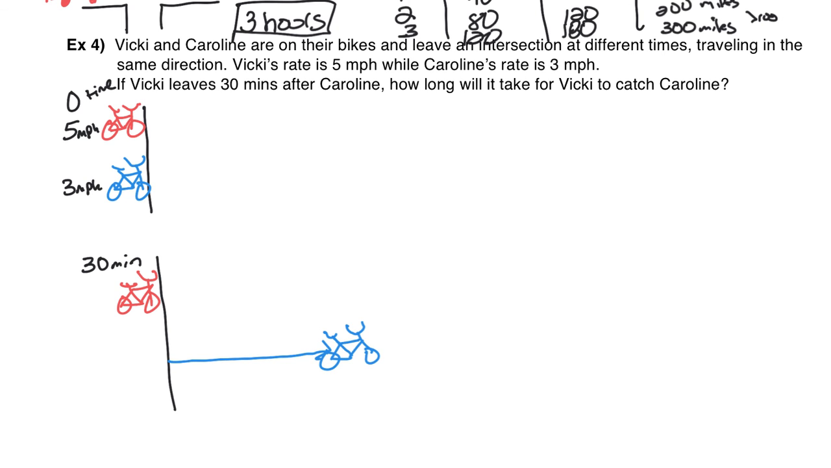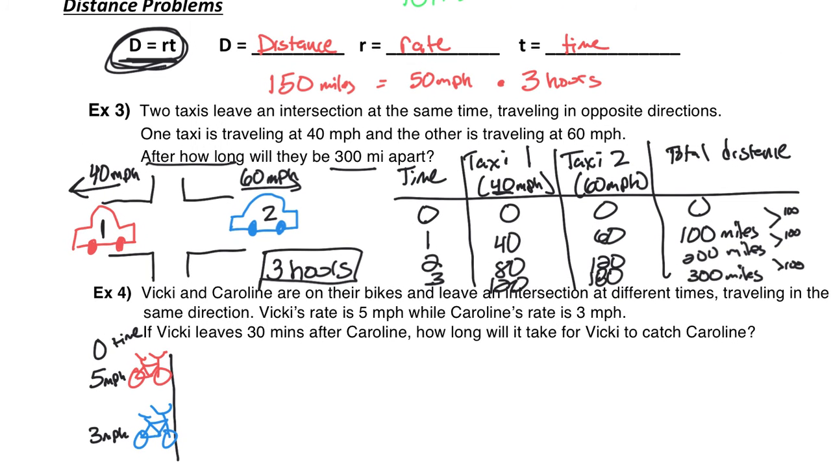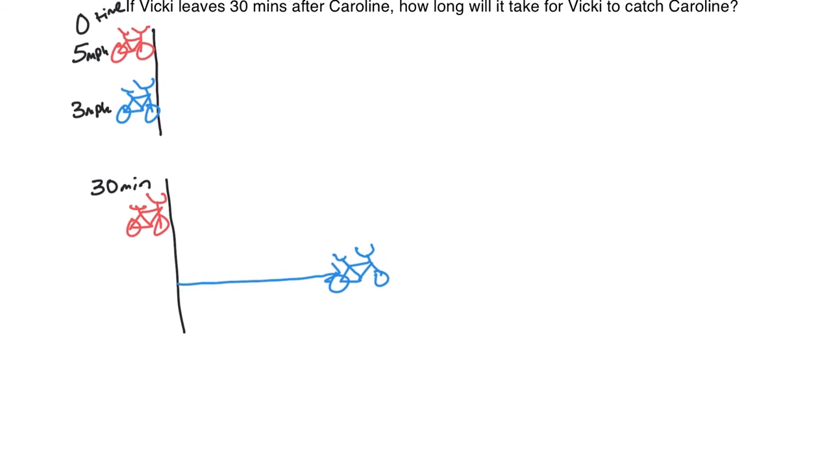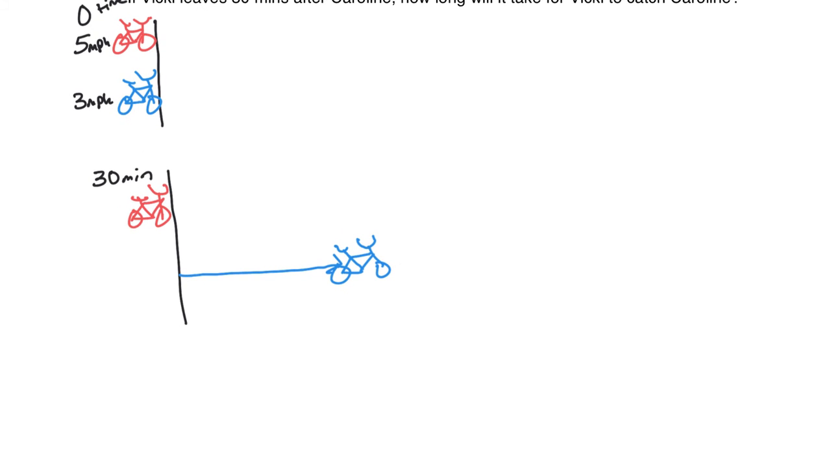Well, again, let's remember our formula. Distance is equal to rate times time. So to figure out Caroline's distance, her rate is 3 miles per hour. Her time is 30 minutes. Now we have to be careful. 30 minutes is measured differently than hours. So we have to say 30 minutes is really 1/2 of an hour for time. So 3 miles per hour times half an hour gives us 1.5 miles.